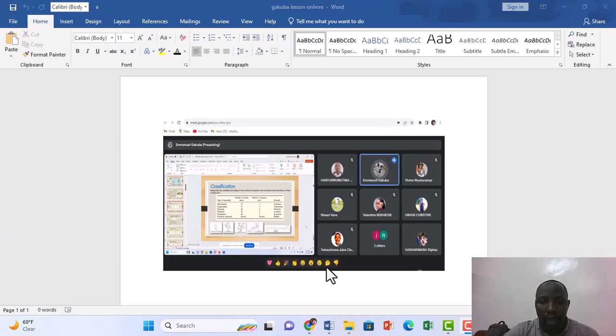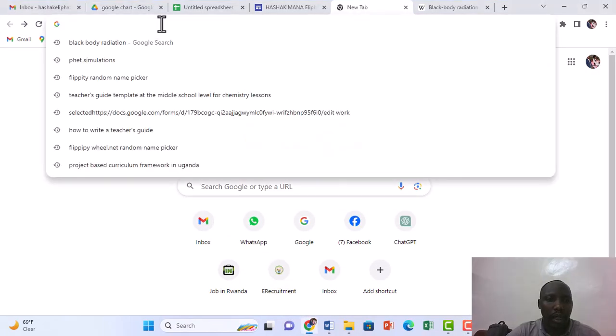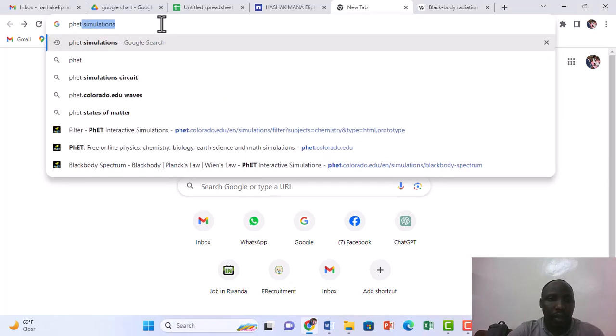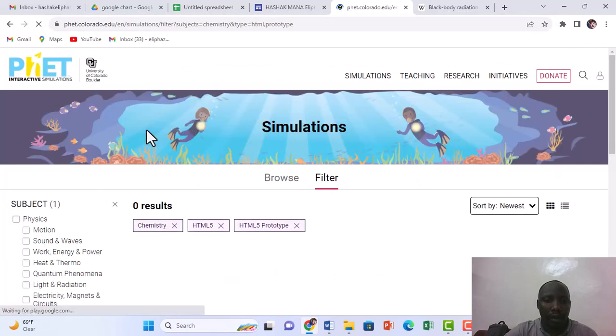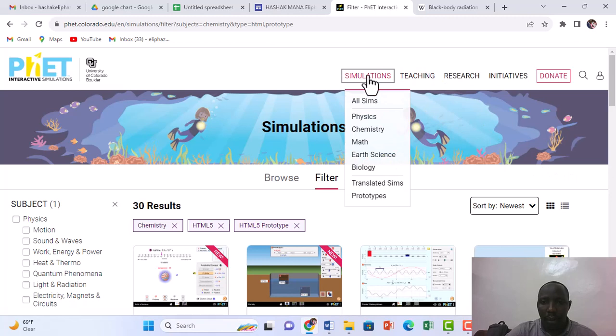Let us start and see how PhET simulation works. When you open the browser, we write PhET simulations in the search bar. Then after opening the PhET simulation site, it comes up like this. Then I open the simulations.